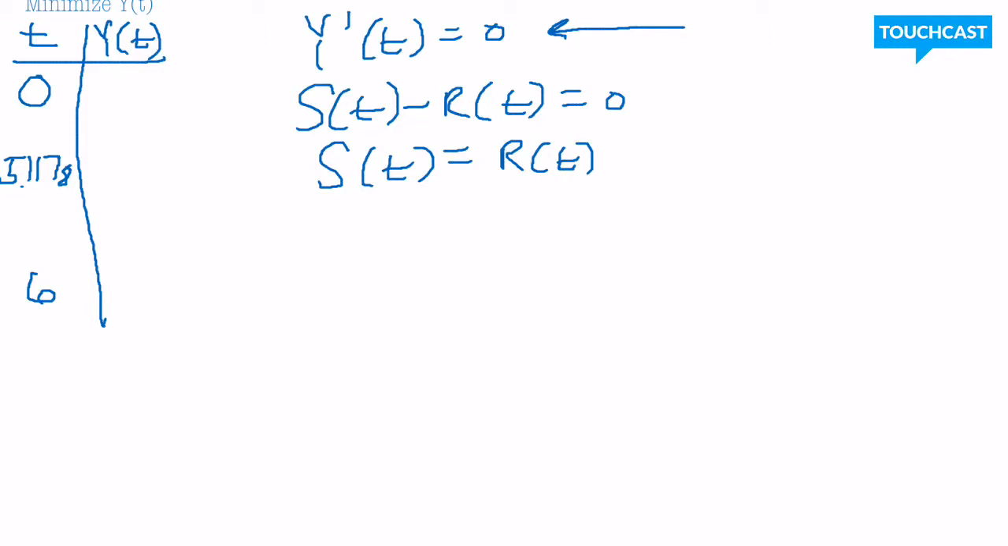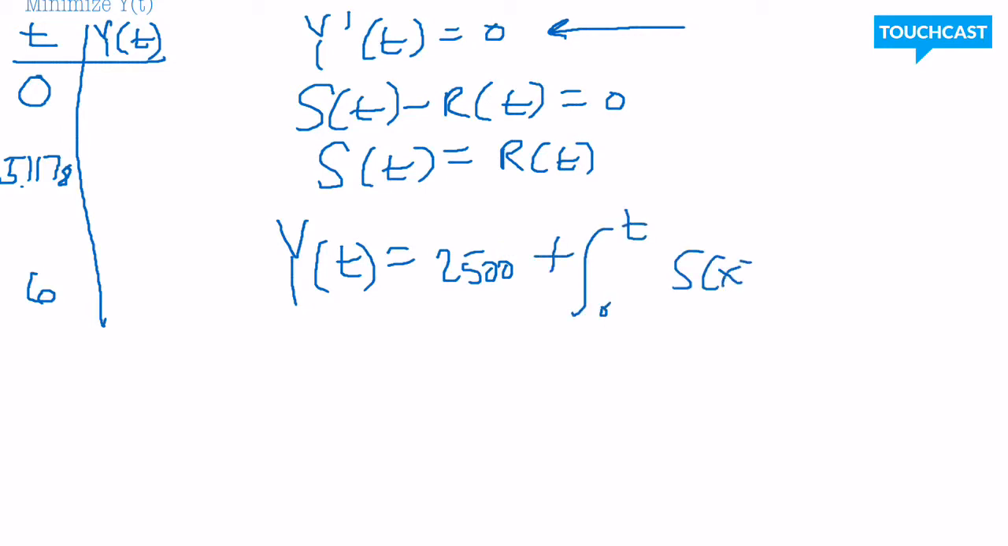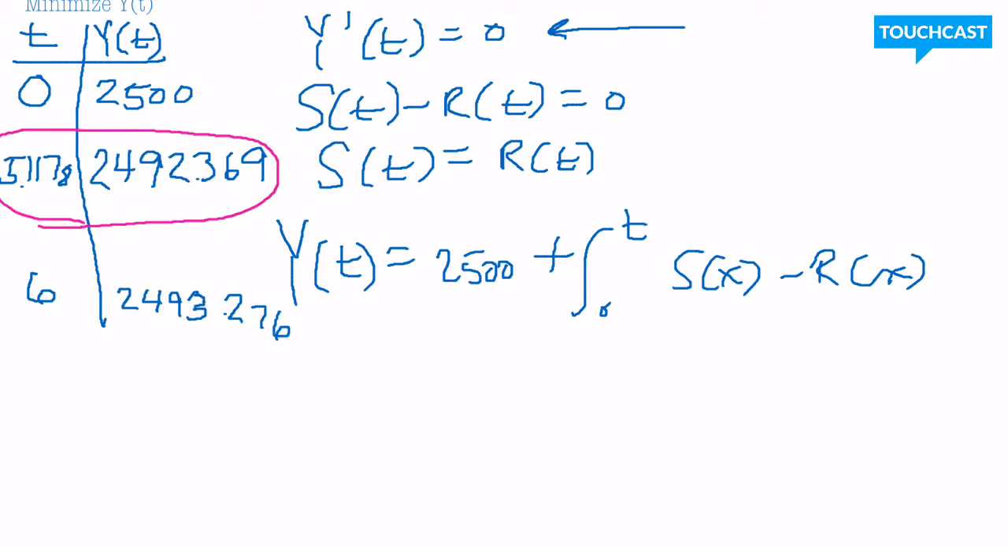Okay, so now what's left to do is to fill in the y column with values I get by plugging these t values into y of t, which we wrote in part B, 2500 plus the integral from 0 to t of s of x minus r of x. Well, the easy one here is we know this is 2500. I'm going to calculate these two on my calculator and get back to you. All right, so now that I've filled in my table, I can see that the time at which the amount of sand is a minimum is 5.1178 hours, and at that time there are 2,492.369 cubic yards of sand on the beach.